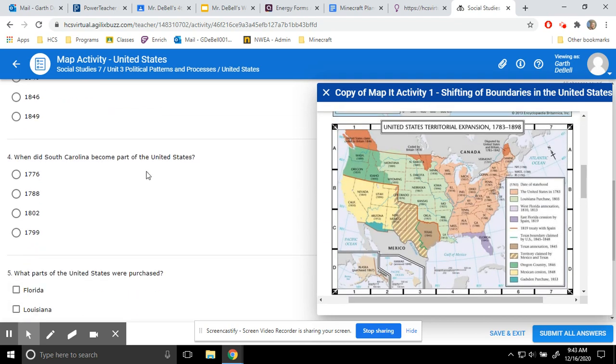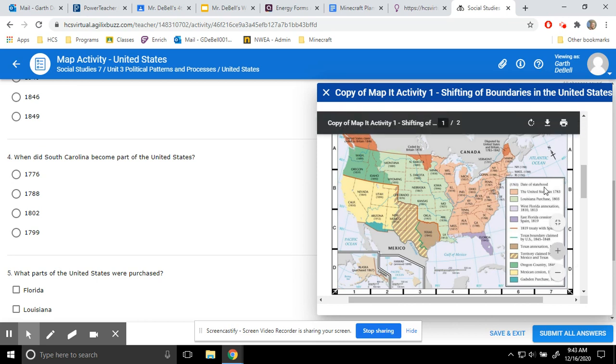Let's see here. When did South Carolina become a part of the United States? So each of the states here has a date in parentheses. That is their date of statehood, right? It shows you here, date of statehood. So you just need to zoom in until you see South Carolina's and figure out which one is that.